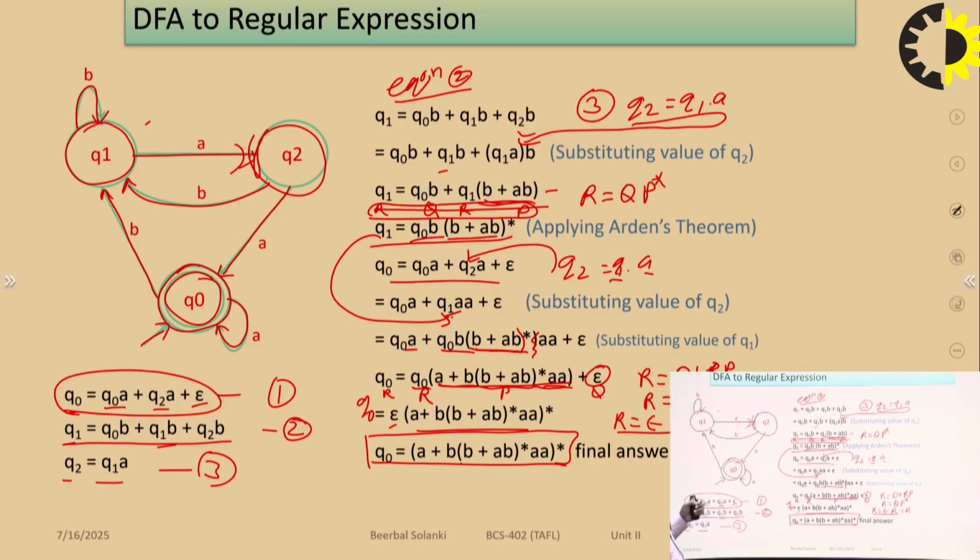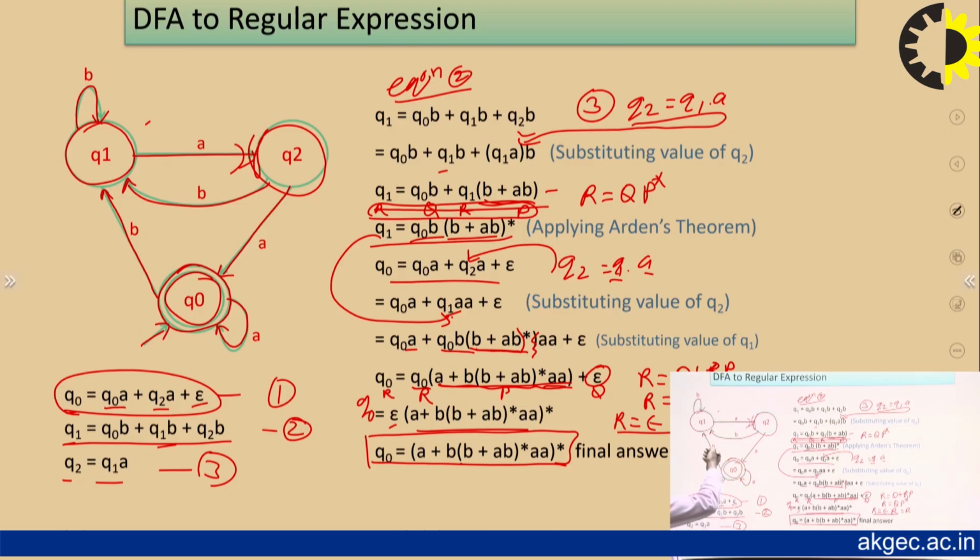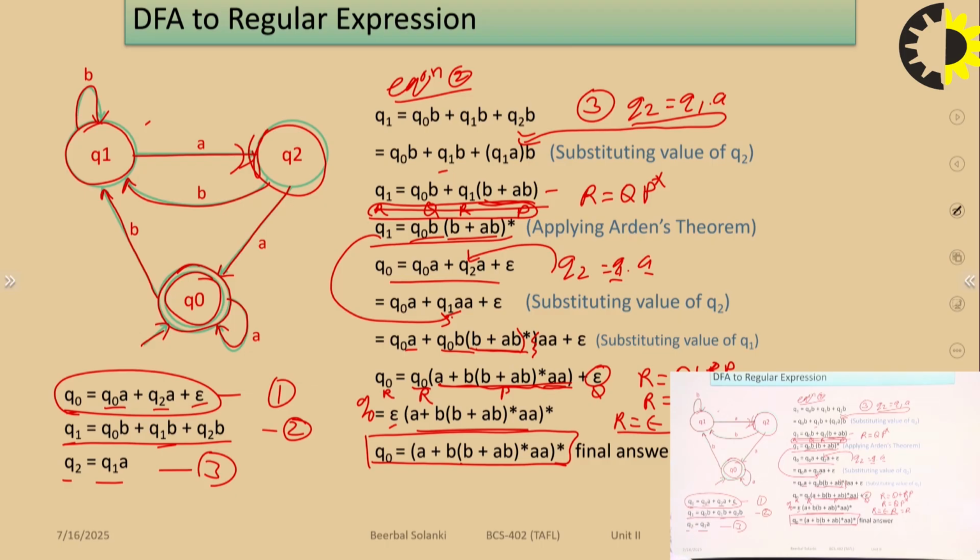The given DFA can be represented as a transition diagram. So these are the different equations for Q naught, Q1, Q2, and this is the input, and how to convert these equations into the regular expression. Simply, we write the equation for all states, that is Q naught, Q1, Q2.